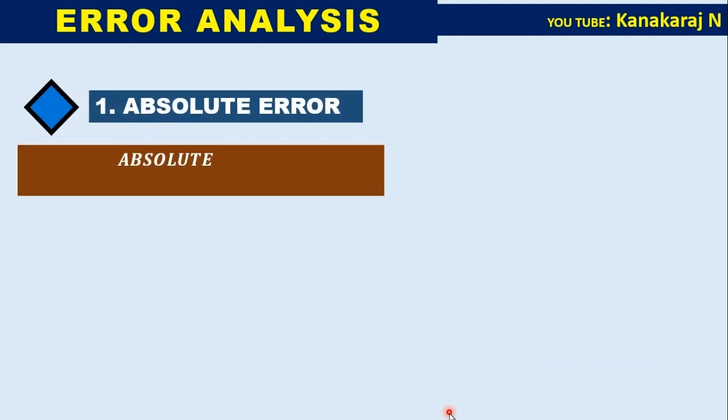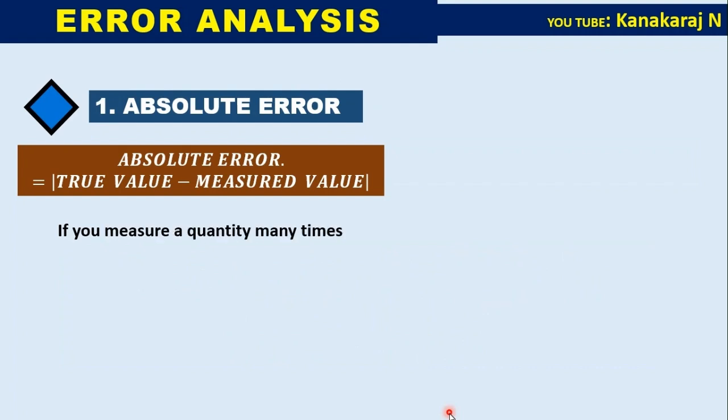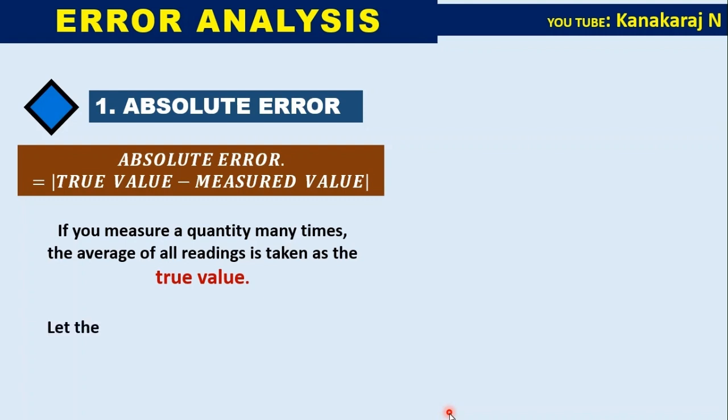Absolute error. Absolute error equals the modulus of the difference between true value and measured value. Let us first know what the true value is. If you measure a quantity many times, the average of all readings is taken as the true value.